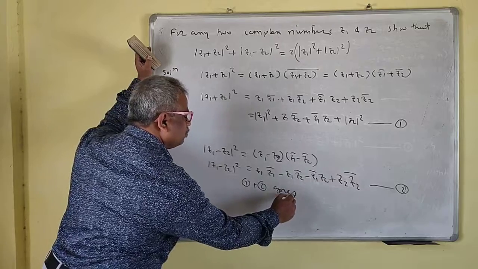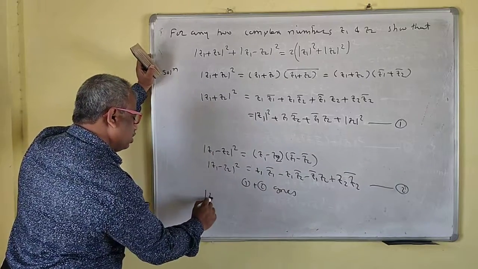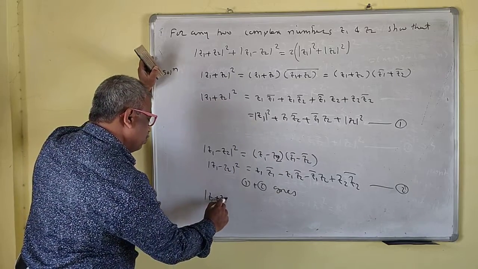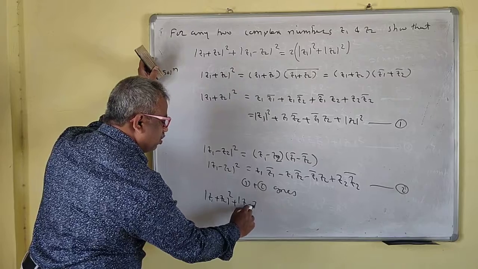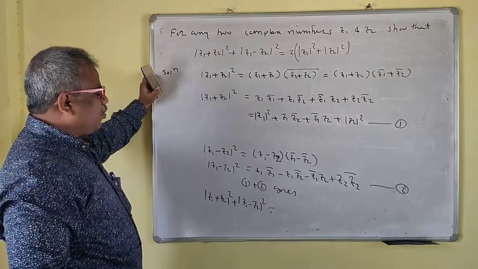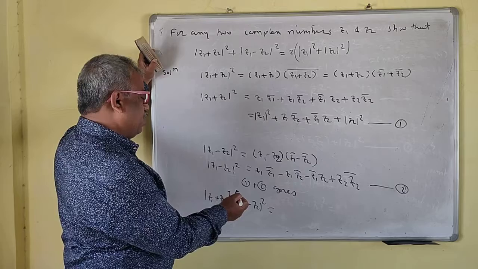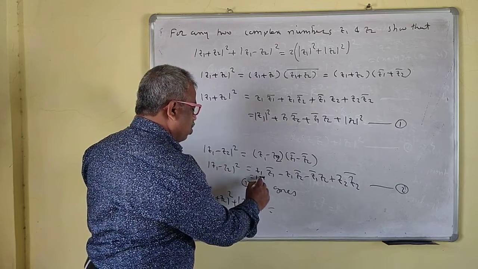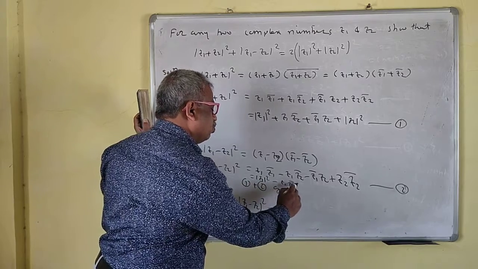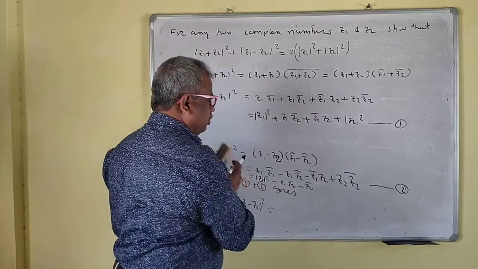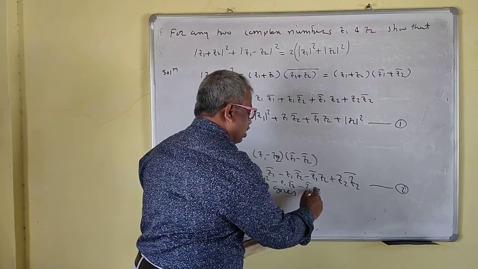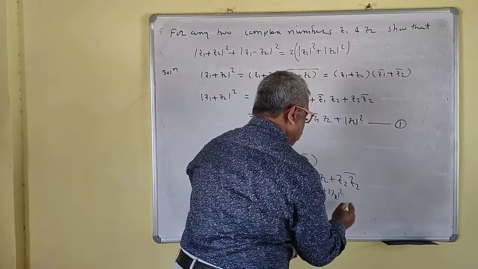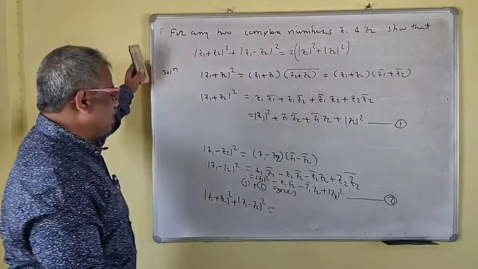For 1 plus 2, we take the sum of LHS at LHS and the sum of RHS at RHS. Mod of (z1 plus z2) square plus mod of (z1 minus z2) square is equal to the sum. For 2, we write mod of z1 square minus z1 z2 bar minus z1 bar z2 plus mod of z2 square. We call this 2. Now take the addition of this.